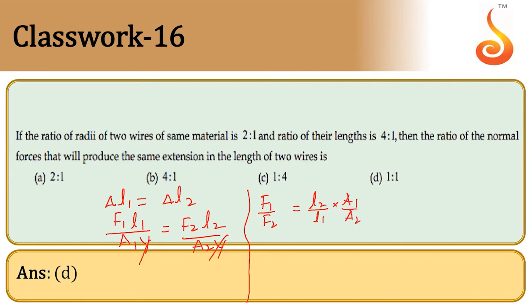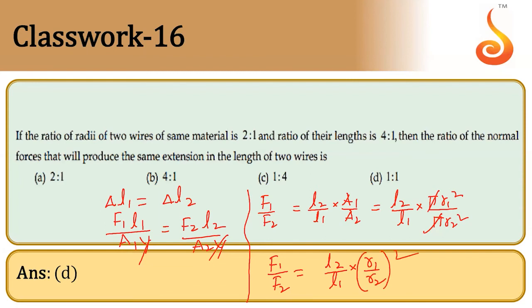A1 by A2 you can also write as pi R1 square divided by pi R2 square, cylindrical wires. Unless and until it is mentioned, you should consider wires to be cylindrical by default. So F1 by F2 equal to L2 divided by L1 into R1 by R2 whole square. Okay, substitute: what is L1 by L2? 4:1. But L2 by L1.